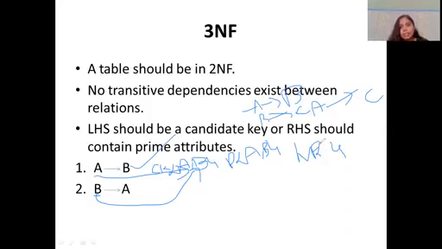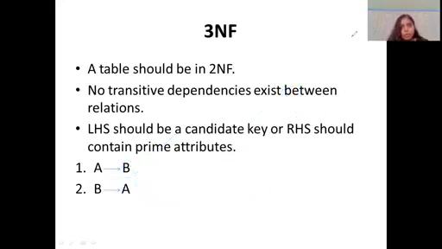Let me check the second condition also. The RHS should contain the prime attributes. I'll take the RHS of every FD and check whether it is present in the list of prime attributes. B is present in the prime attribute list. Yes, it is present. So the second condition is also satisfied. Next, the second FD, the RHS is A. I'll check whether it is present in the prime attribute list. Yes, it is present. So the second condition is also satisfied. So I can tell that this particular relation or table is in third normal form. This is all about third normal form.